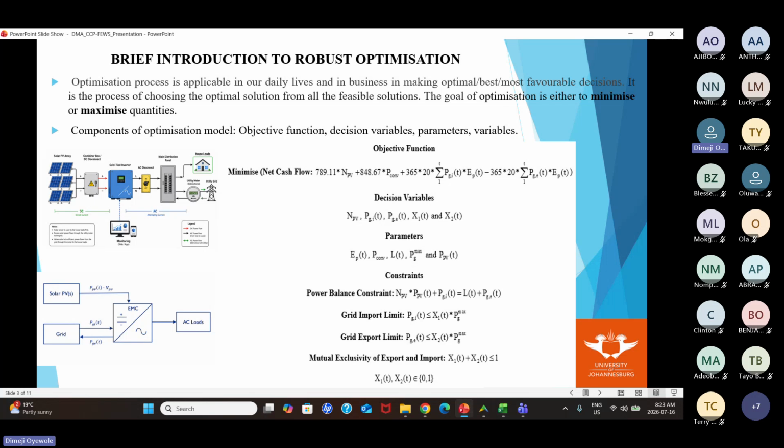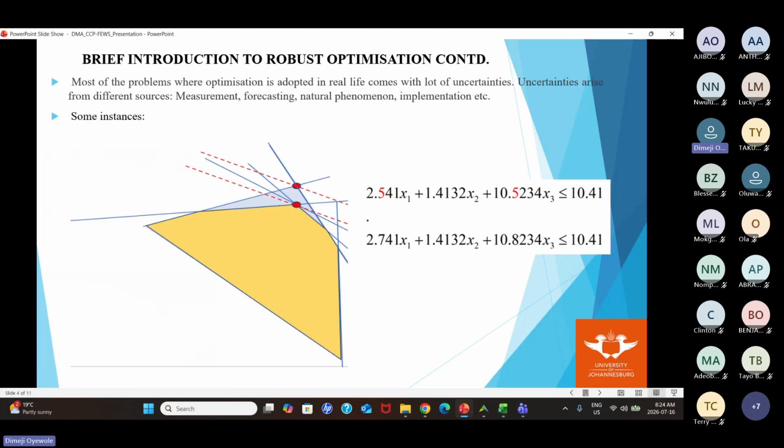So this is the way one displays an optimization model. This is just an example that I have put here for us to understand what an optimization model is. Now, we've understood the optimization model. Now, let's talk a little bit about robust optimization.